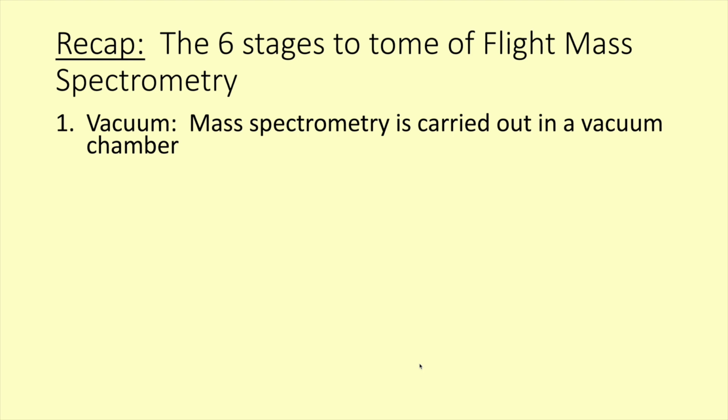So vacuum, we're talking about carrying it out without any air particles. So those particles could get in the way and therefore slow down our ions if they were to collide with them, and therefore impacts on those results. So carrying it out in a vacuum means that those air particles won't be in the way as the ions are travelling through the spectrometer.